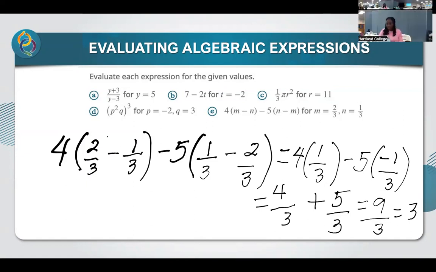Is that okay? So this is what we mean by evaluating algebraic expressions where your letters represent numbers. And so the given value should be distributed to the letter and you can now do the evaluation. Is it okay?